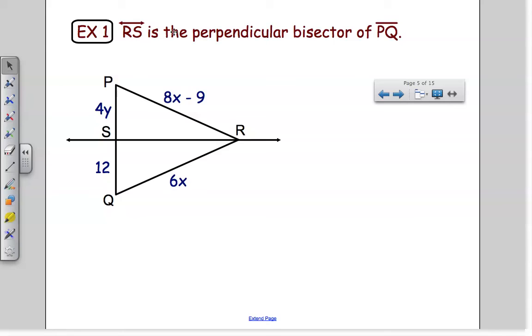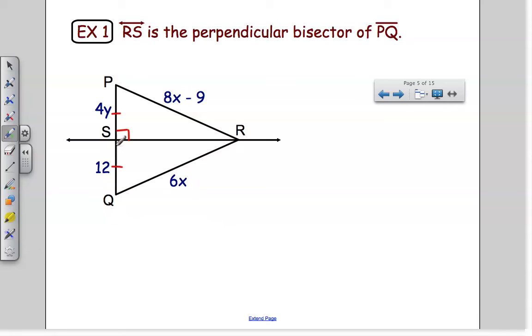I'm given here that line RS, that's this line, is the perpendicular bisector of segment PQ. So this segment is being perpendicularly bisected by this line RS. So let's do some markings here. If RS is a perpendicular bisector, then it is perpendicular to PQ, and it bisects PQ, meaning it cuts segment PQ in half, making two congruent segments. So, find X and Y.